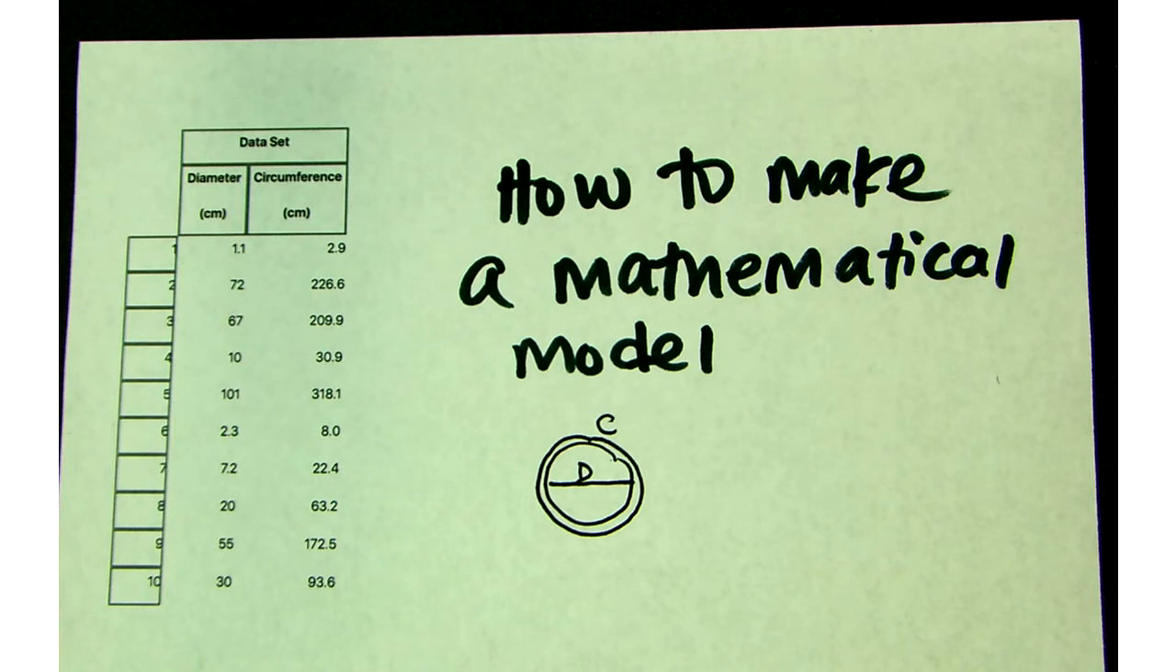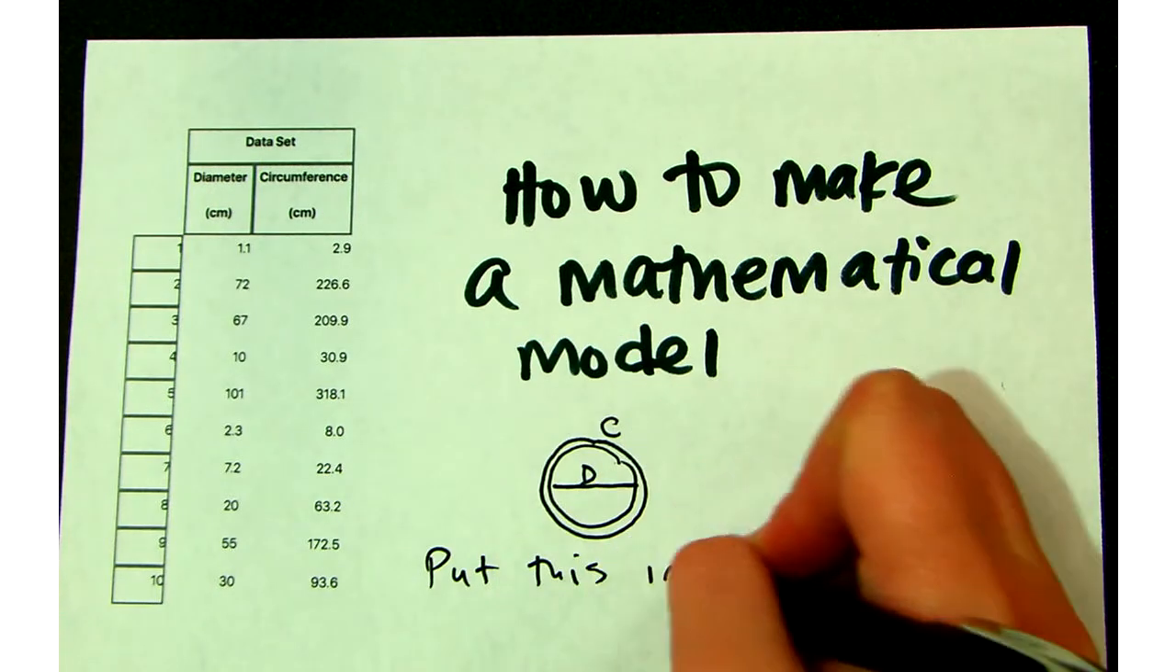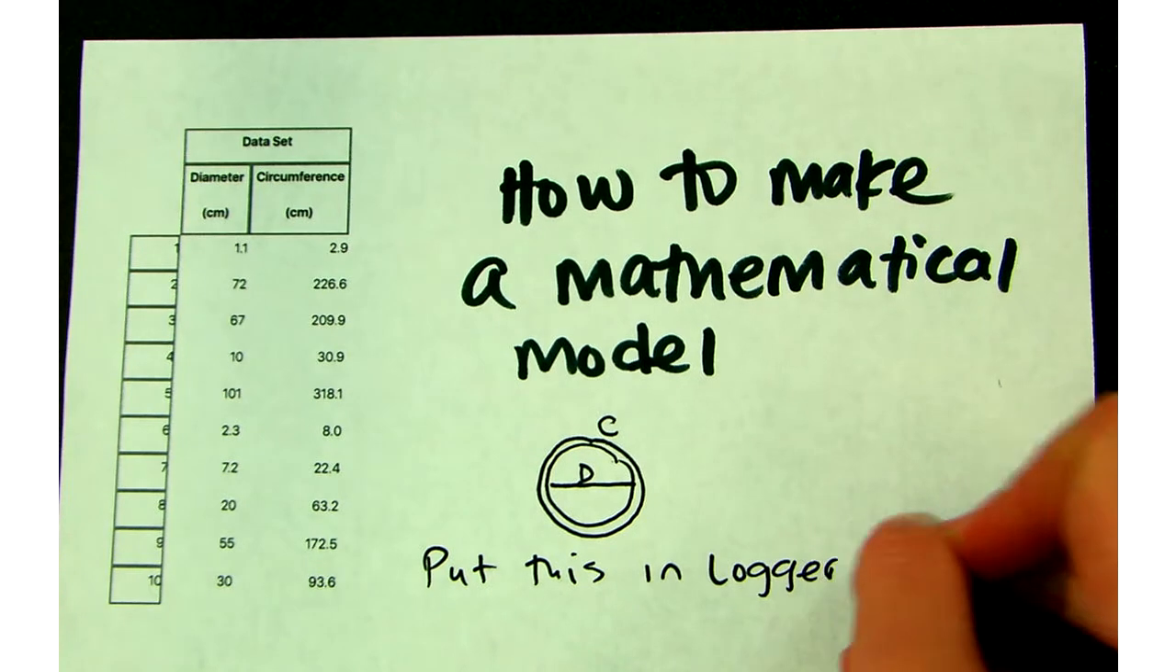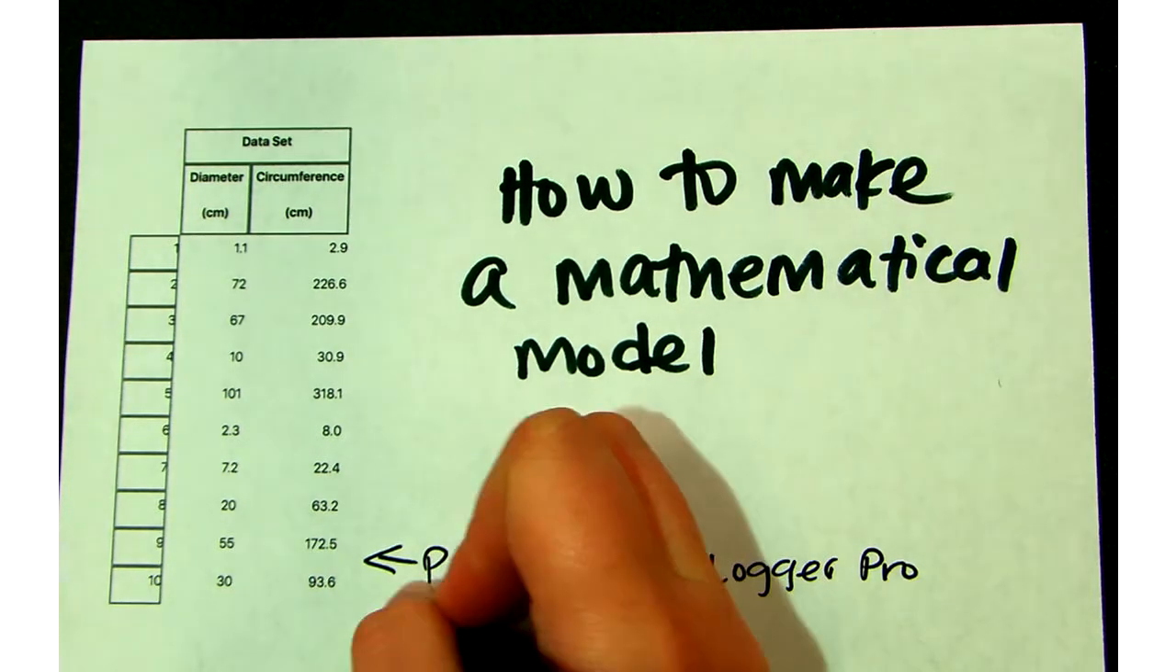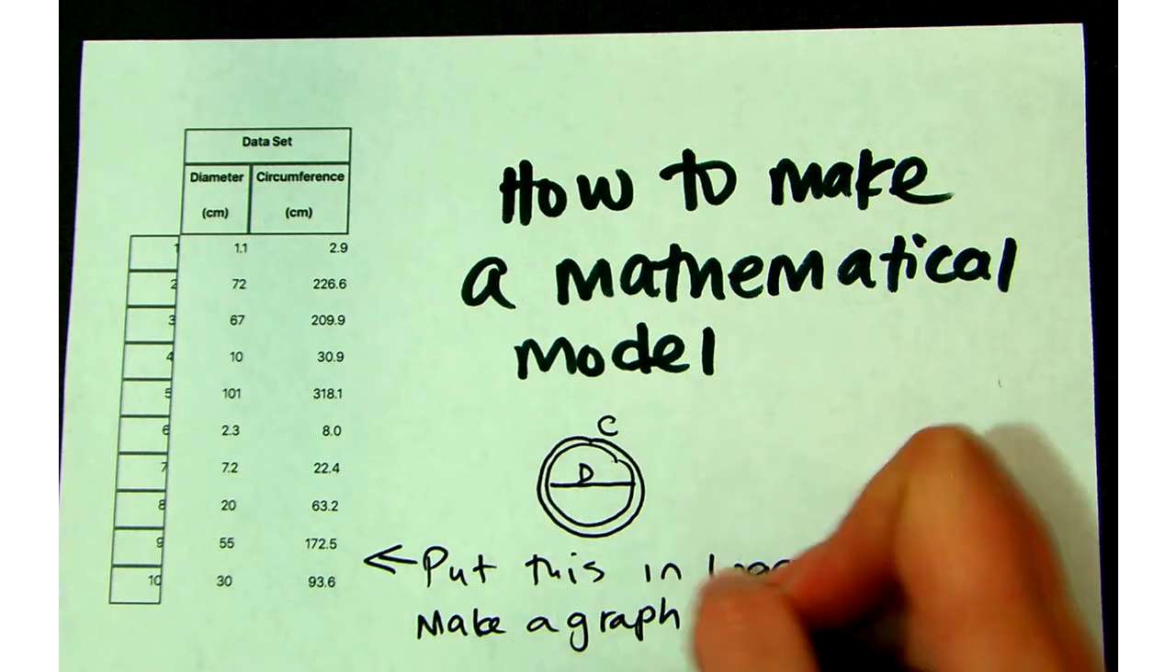So I'm going to show you how we do this. I'm going to skip a couple steps in here. The skipping the steps part comes from putting this data that we collected into LoggerPro and then getting a graph out of it. So I'm going to switch directly to getting the graph, but what you do is go and put this in LoggerPro, and you need to make a graph with a curve fit.